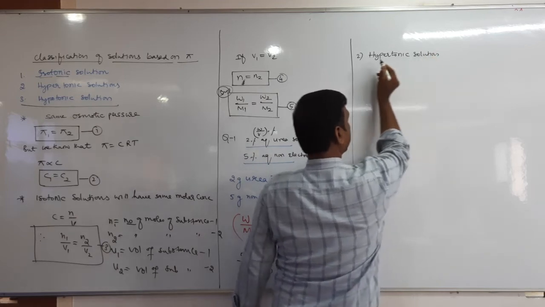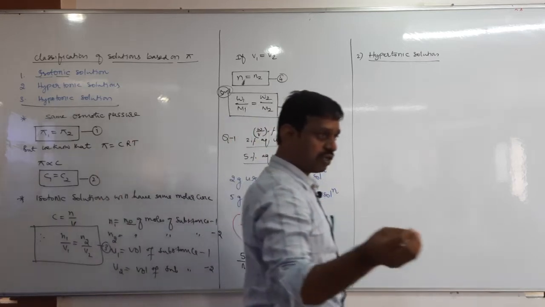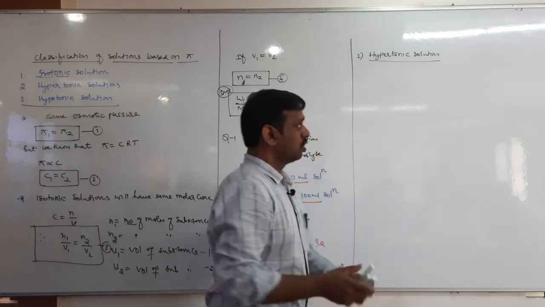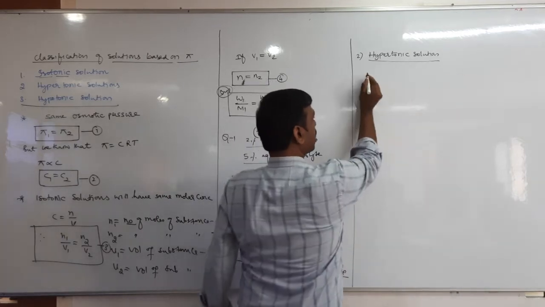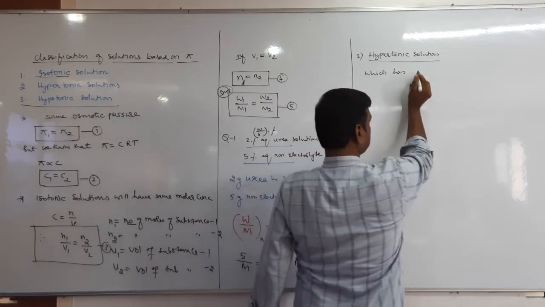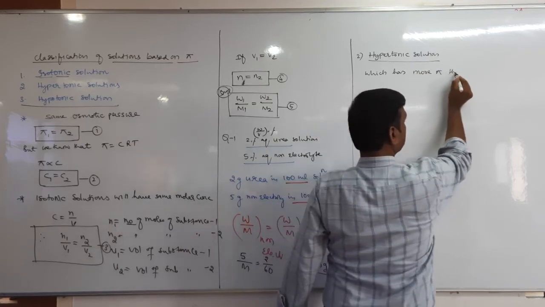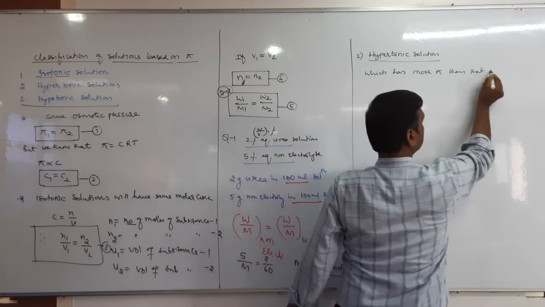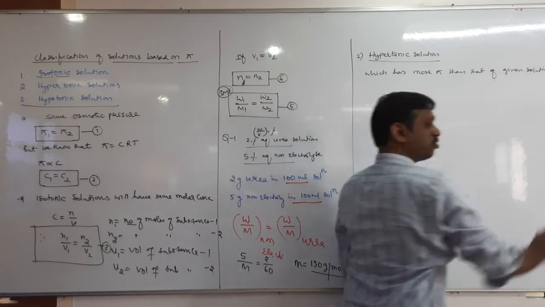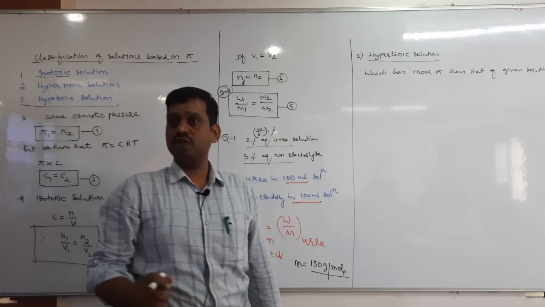Hyper means more pressure, no? The solution which has more osmotic pressure than that of the given solution at constant temperature. Therefore, what is a hypertonic solution? The solution which has more osmotic pressure than that of the given solution. So the solution which has more osmotic pressure than the given solution, then that is called what?